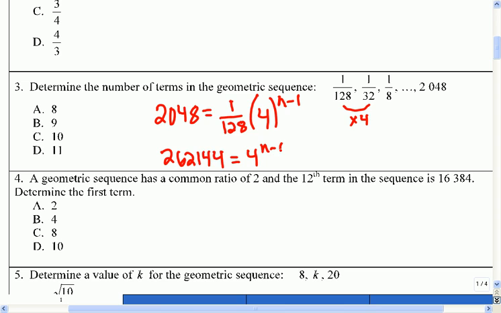That's pretty large numbers, so I'm probably going to want to use logs to solve that. So the log base 4 of 262,144 equals n minus 1. That's 9. So I end up with n equals 10.